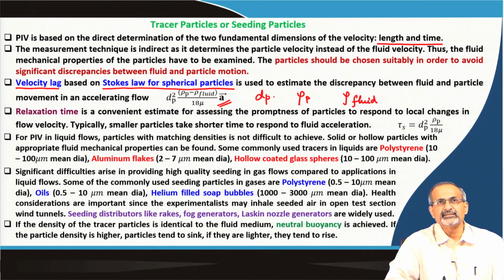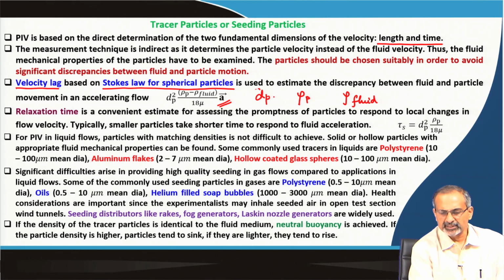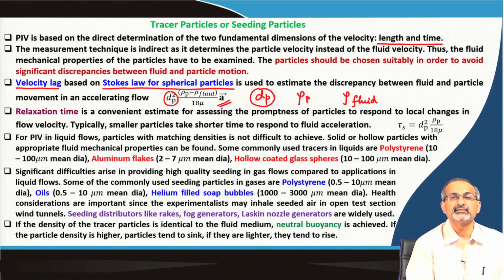Of course, if the densities of the particle and fluid match exactly, then there is going to be no difference at all. As the particle diameter increases, then obviously because it varies with the square of the particle diameter, there could be significant differences in the velocity. Also, if the densities are significantly different, there would be significant velocity lags. Another important aspect is the relaxation time, which is a convenient estimate for assessing the promptness of particles to respond to local changes in flow velocity.